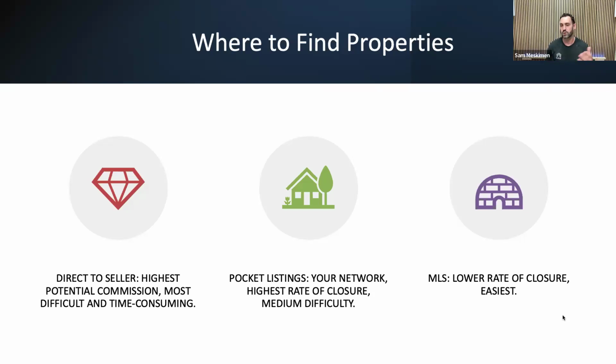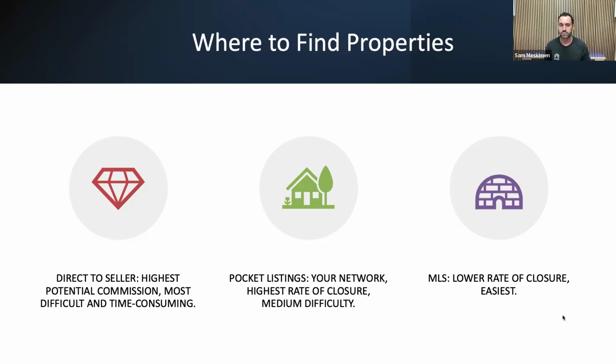But it's most difficult and time consuming. Obviously, you're not typically getting listings every week. I really hope you are, for your sake and for ours, but typically most agents are not getting listings every single week. So this can be very difficult. It's very time consuming. It can also be costly, in both your time and the money to market.